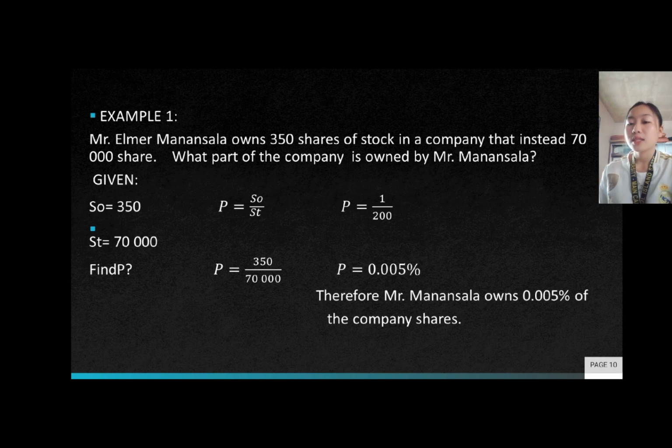Let's substitute the given. So P is equal to S sub O, which is 350, and S sub T is 70,000. So P is equal to 350 divided by 70,000. This is P is equal to 1 over 200, or P is equal to 0.005%. Therefore, Mr. Manansala owns 0.005% of the company share.